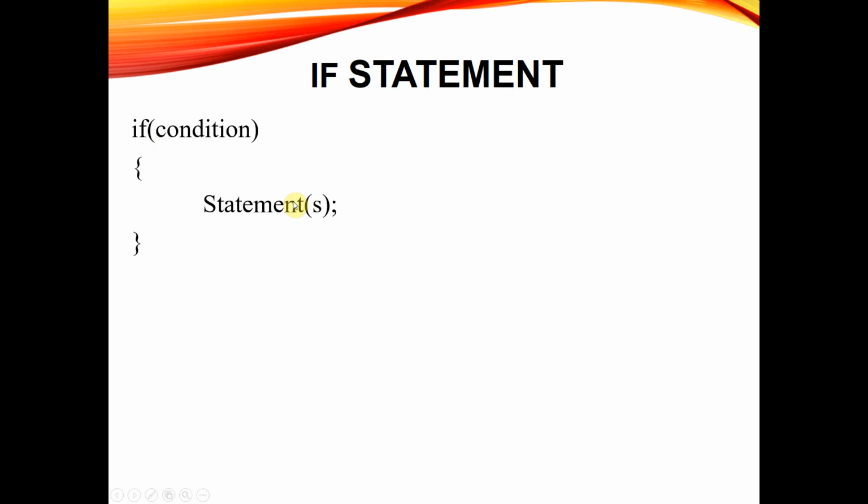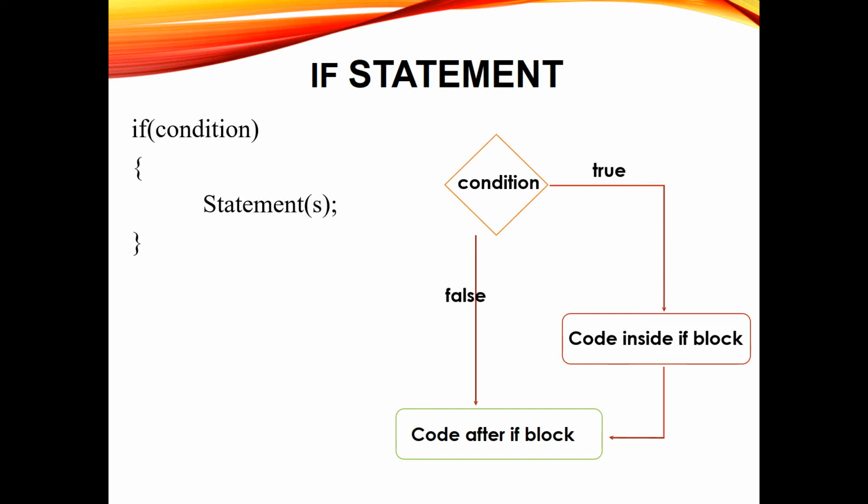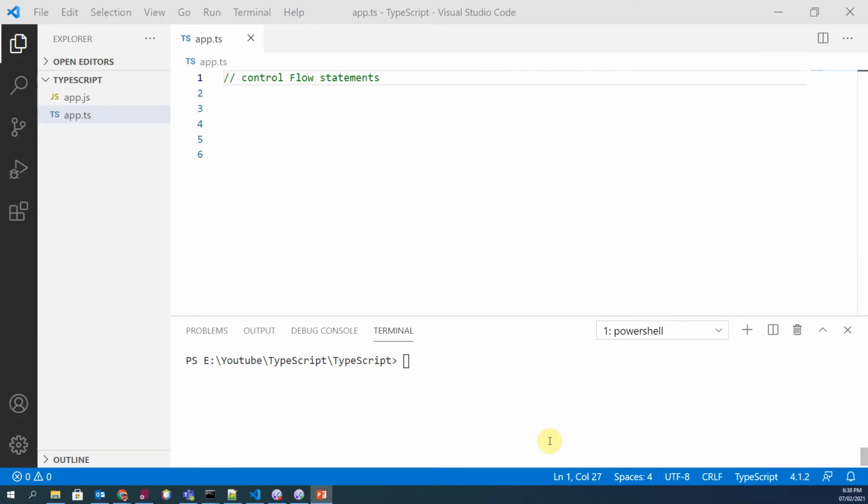So let's explain it further. Here we have a condition. Let's suppose it is true. In this case, the body of the if statement will be executed, and if the condition is false, the code after the if block will be executed. So let's take an example to understand it better.